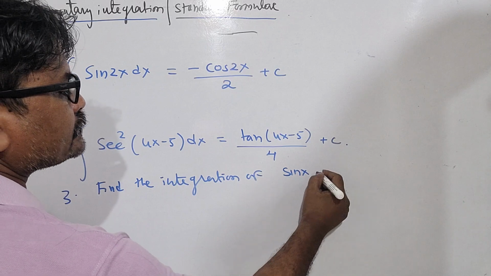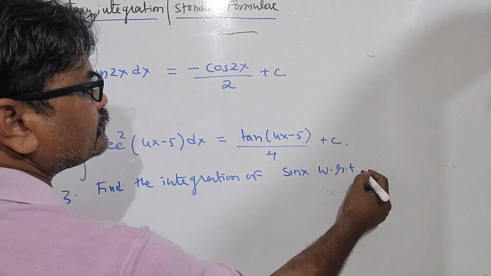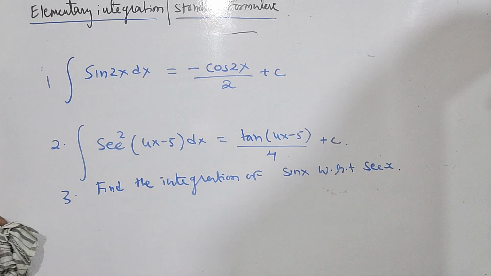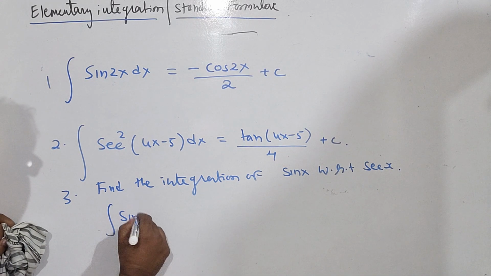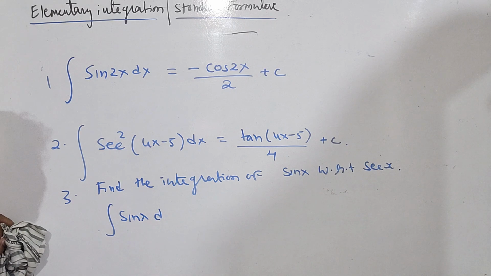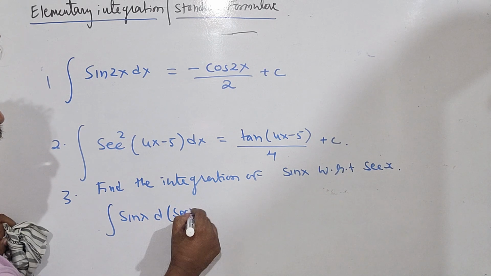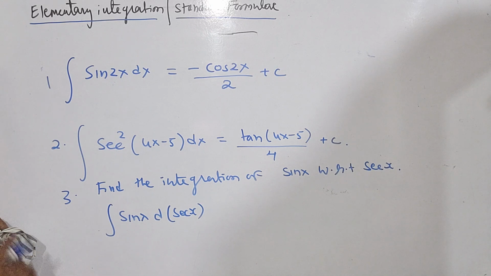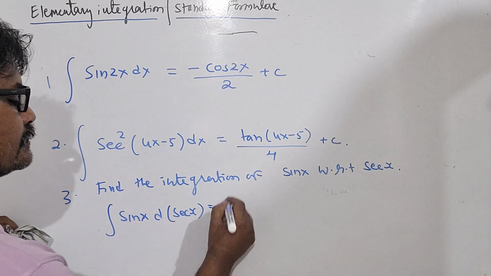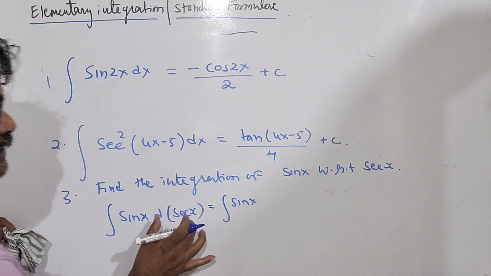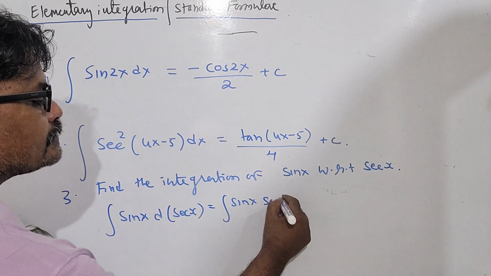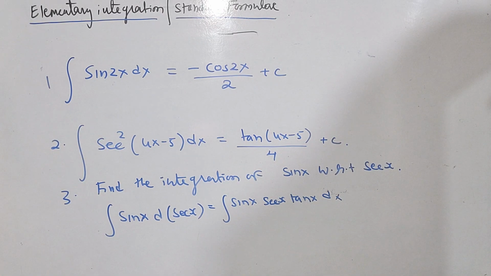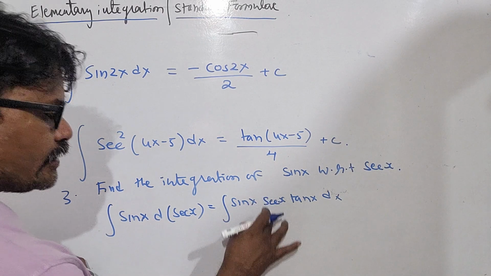Now similarly find the integration of sin x with respect to sec x. Correct? Now this is integration of sin x, but not with respect to x, but with respect to sec x. This is very interesting. Already we have gone through such types of problems in the last video. So therefore sin x, and what is the differential of sec x? Sec x tan x. And then dx. Correct? Now I can differentiate. Sec x is 1 upon cos x.